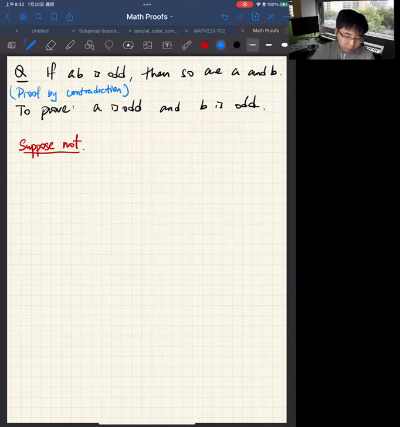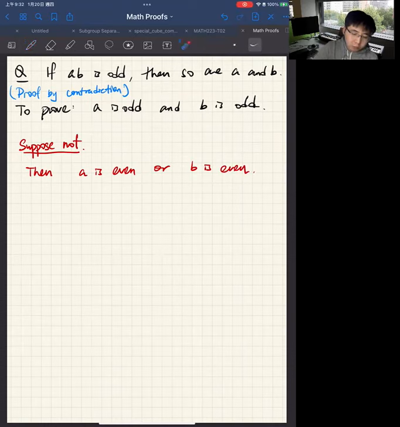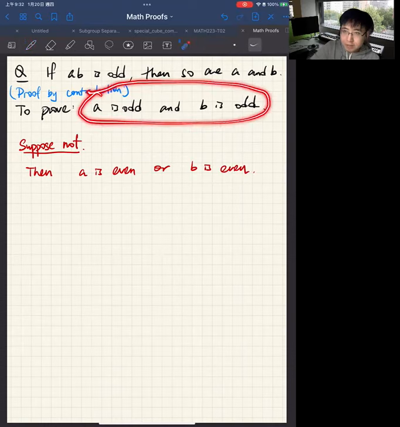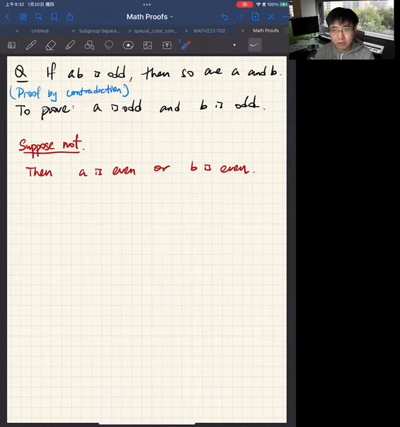Okay. Suppose not, then what it means is either A is even or B is even. So we are going to negate this sentence. Okay. So what is the opposite of A is odd and B is odd? It's not A is even and B is even. It's not true. But you need to change the and to or. You can see this by this diagram.